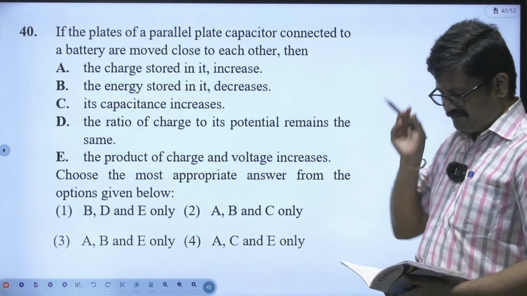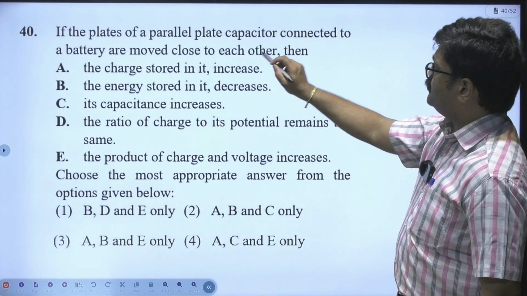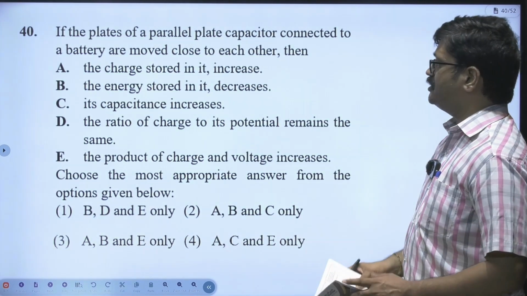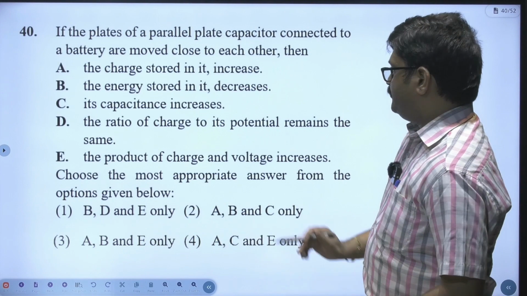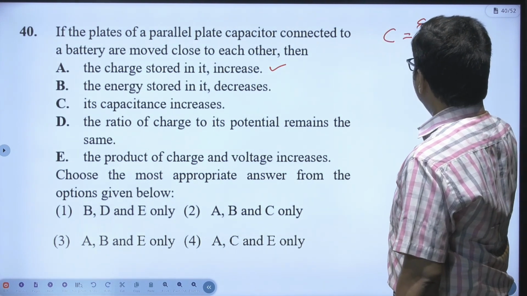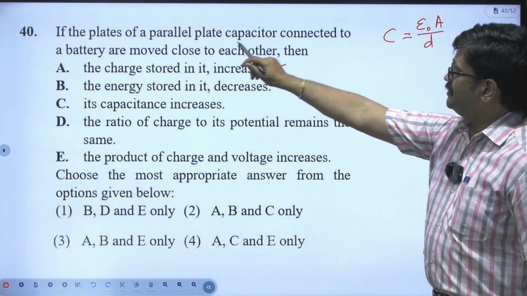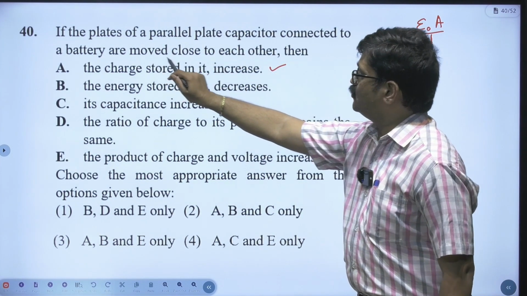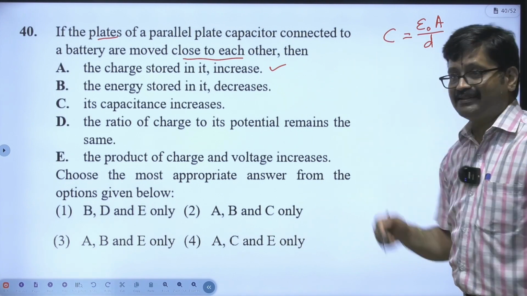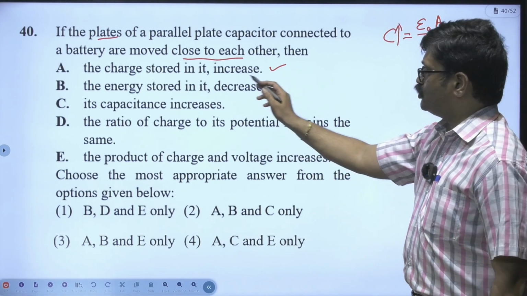Then question number 40. If the plates of a parallel plate capacitor connected to a battery are moved close to each other, then what happens? A, charge stored in it increases. Definitely yes, because I know that capacitance C is equal to epsilon naught A divided by D. Now the plates are moved close to each other, so that means D is decreasing. When D decreases, what happens to capacitance? It will increase. So that means it can store more charge. So A is correct here.